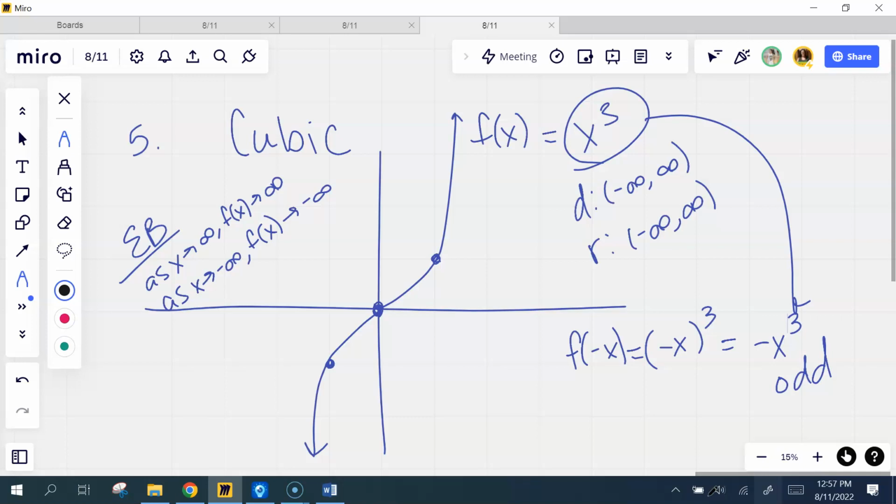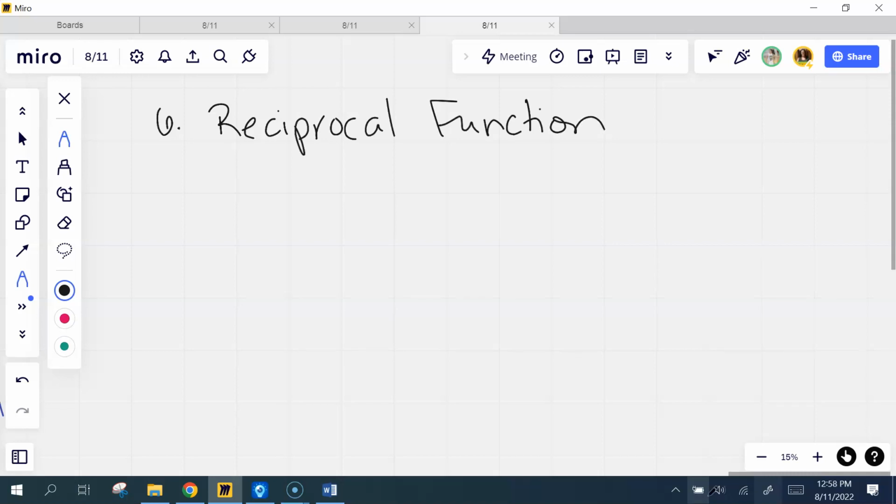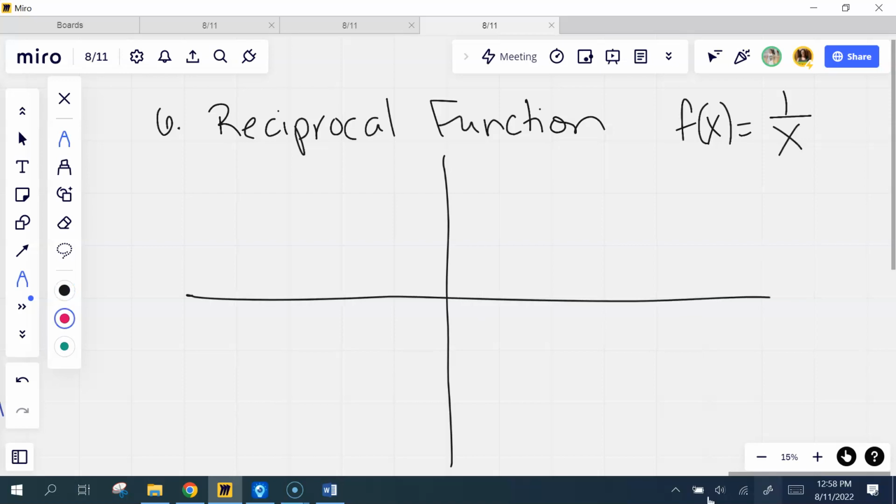Ready? The reciprocal function. I don't remember if we talked about this extensively in Algebra 2 or not. Okay, well, we did talk about it a little bit getting ready for this test. Because it's a rational function. So my first question is, what about asymptotes?